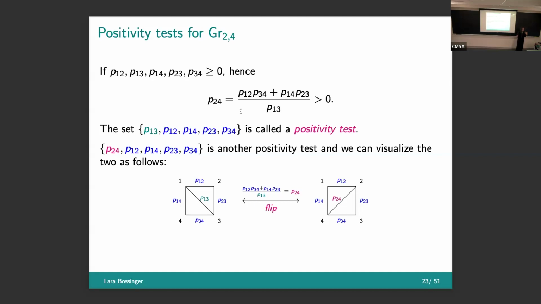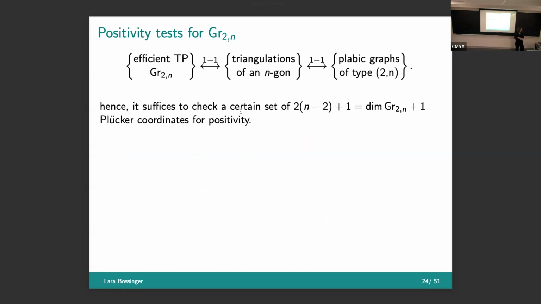So, yes, this example directly generalizes to the Grassmannian 2,n, and so we have a few bijections. The first one here is the efficient totally positive test for the Grassmannian 2,n. So a collection of Plücker coordinates that when all of those evaluate positively, then all Plücker coordinates evaluate positively on a given point. The second is triangulations of the n-gon. And the last one that I've added in here, we're going to see how this last bijection goes later, is reduced Lévi graphs of maximal dimension. Okay, there's a few words missing here, but we're going to get into that.